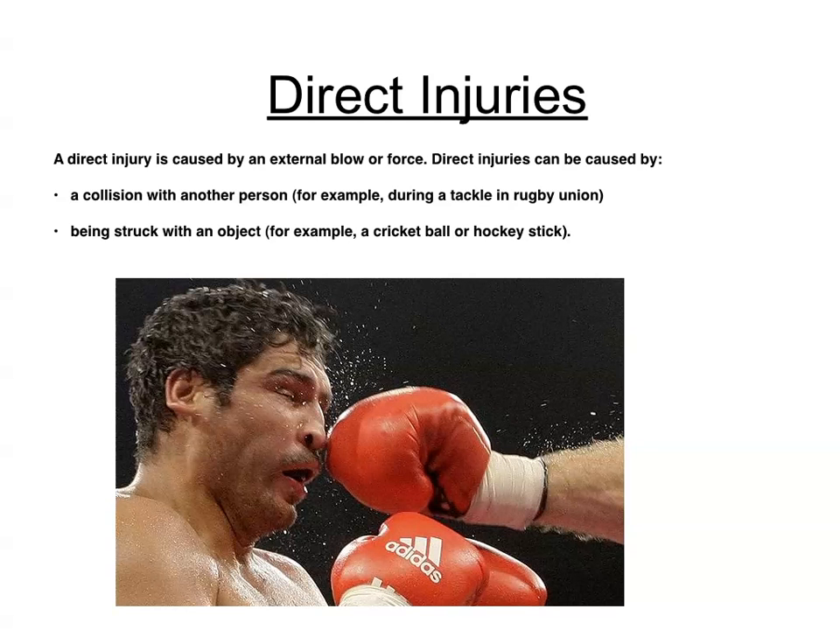Direct injuries can be classified as those caused by an external blow or force. So direct injuries can be caused by a collision with another person, for example, during a tackle in rugby union, or being struck with an object, for example, a cricket ball or a hockey stick. So the point of impact occurs where the injury is.